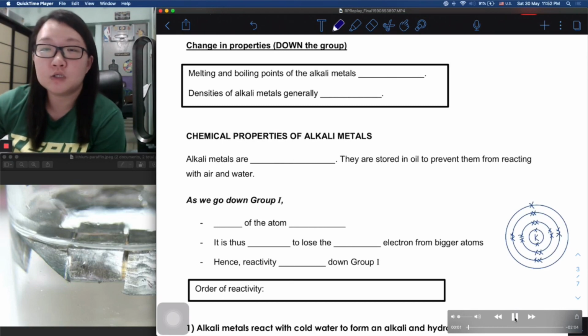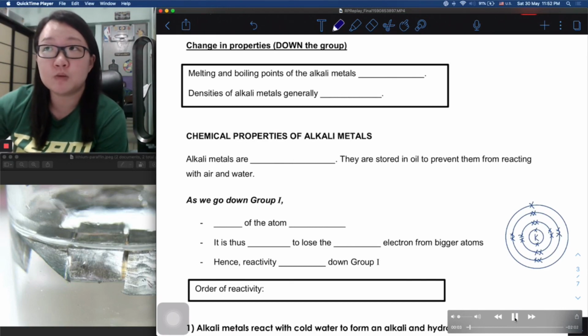Let's carry on now to talk about the change in properties down the group. So we are talking about periodic trends here.